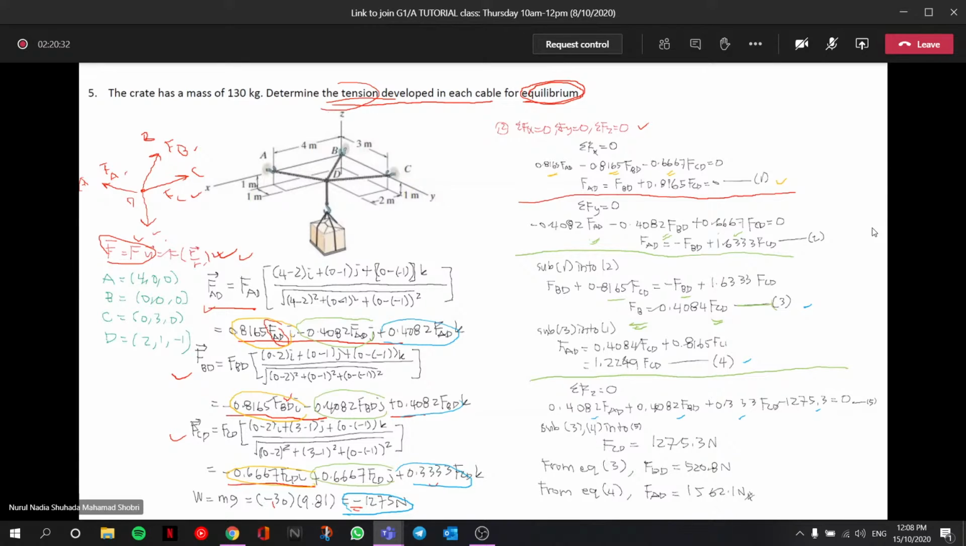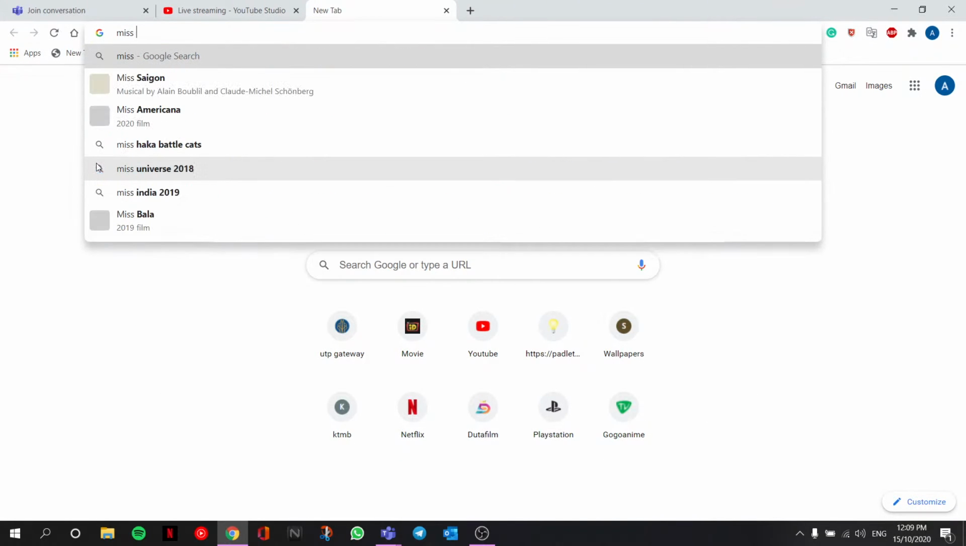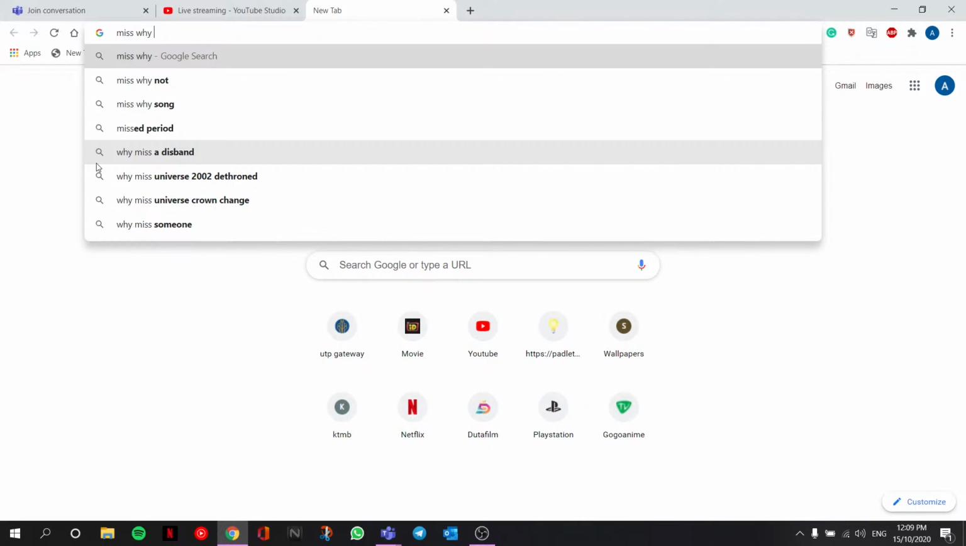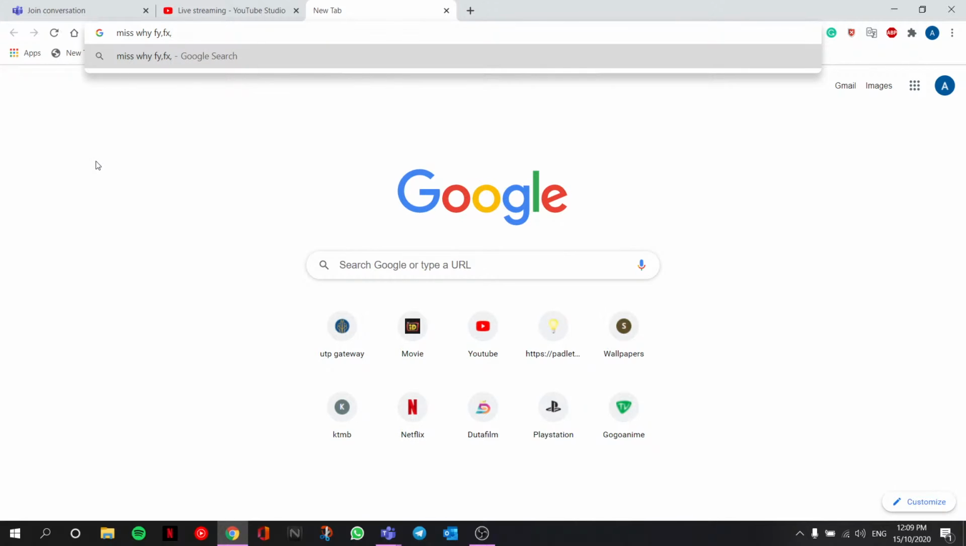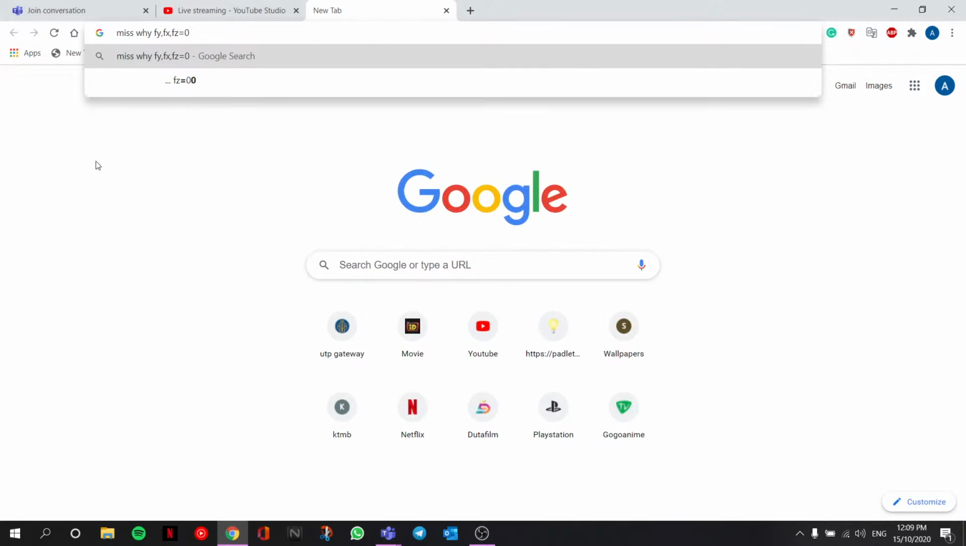Since we have FCD, you can substitute the value of FCD into equation 3, and then we get FBD equal to 510.8 Newton. Since we already have two values, now we can settle the last value, FAD, using equation 4. So FAD equal to 1562.1 Newton. This is how we solve the problem for question number 5 from last week.